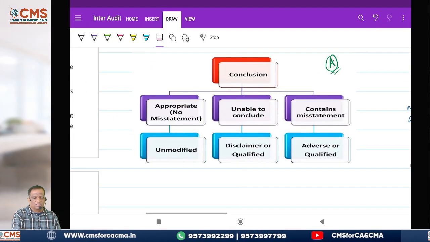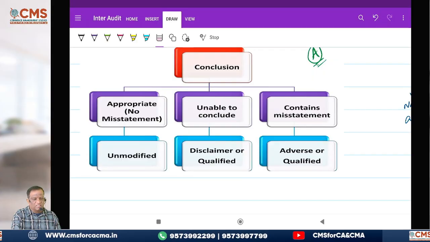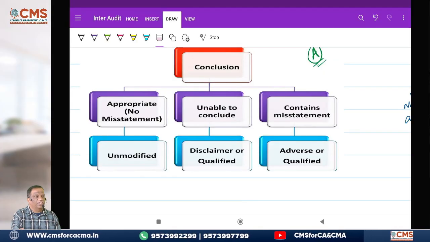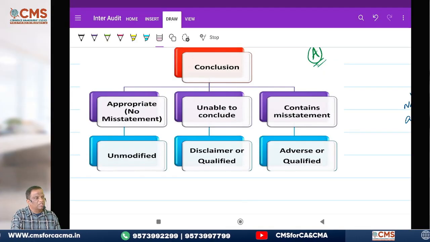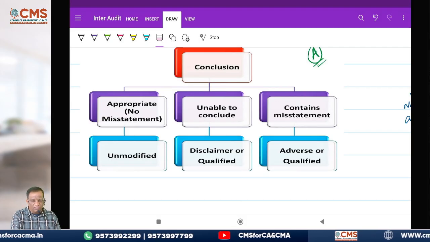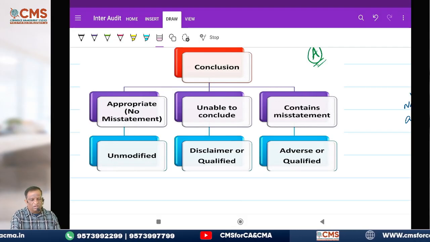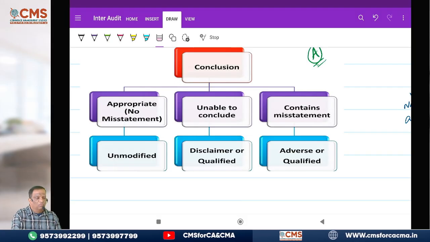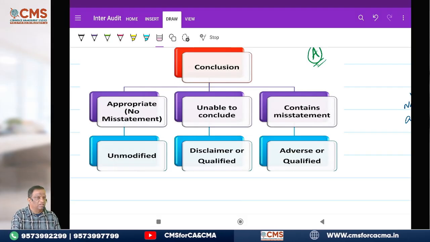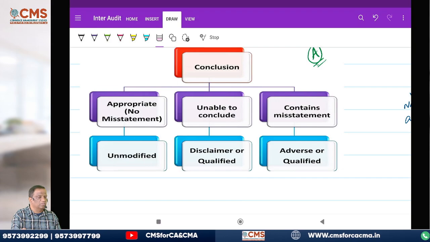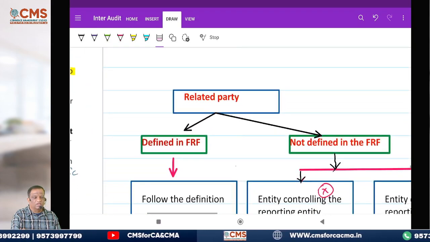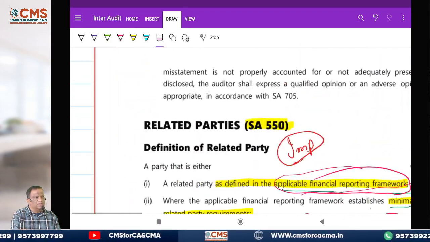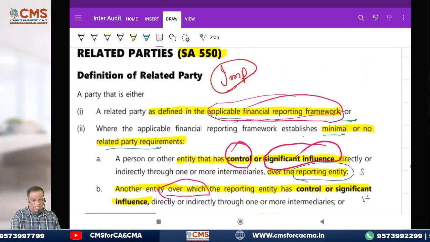Conclusion is simple. After doing all this, if I agree that all opening balances are correct and appropriate, then I will issue a clean report. If I believe that it contains misstatement, it is not correct, then I will give adverse or qualified. If I am unable to decide, then you go for disclaimer or qualified, depending on material and pervasive and all that. So that is that initial engagement standard.